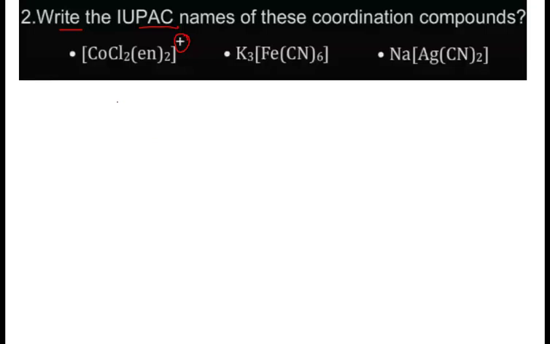For this cation, the rule says that first of all we will write the ligands, right? If the complex is cationic, we will select the coordination complex first. If the complex is anionic, then we will write the cation first and then followed by the anion. In this case it's a simple ion, so we will select the ligand. So it's chlorido, then ethane 1,2 diamine.